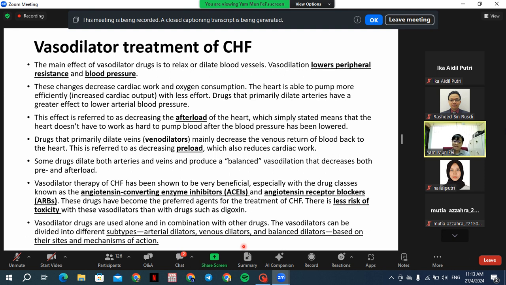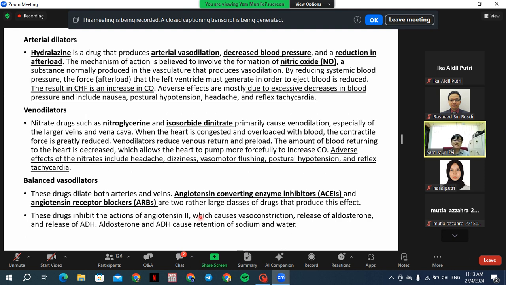I just highlight the important parts. You can use hydralazine also, because hydralazine acts mostly on the arterial side and is considered an arterial vasodilator. The adverse effects of hydralazine may cause excessive decrease of blood pressure, nausea, hypotension, headache, and reflex tachycardia as well.